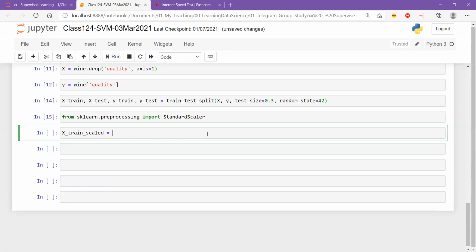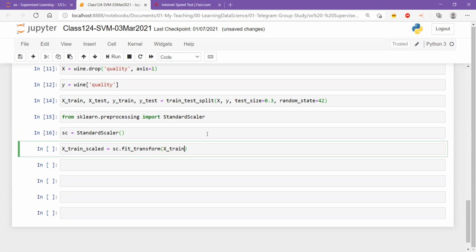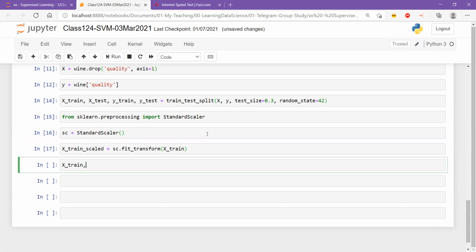No, this is wrong. I'm sorry. SC is equal to standard scaler. I'm going to create an object first, and then I'm going to say fit transform on x train. Okay, and I can also say x test scaled is going to be SC transform on X test.